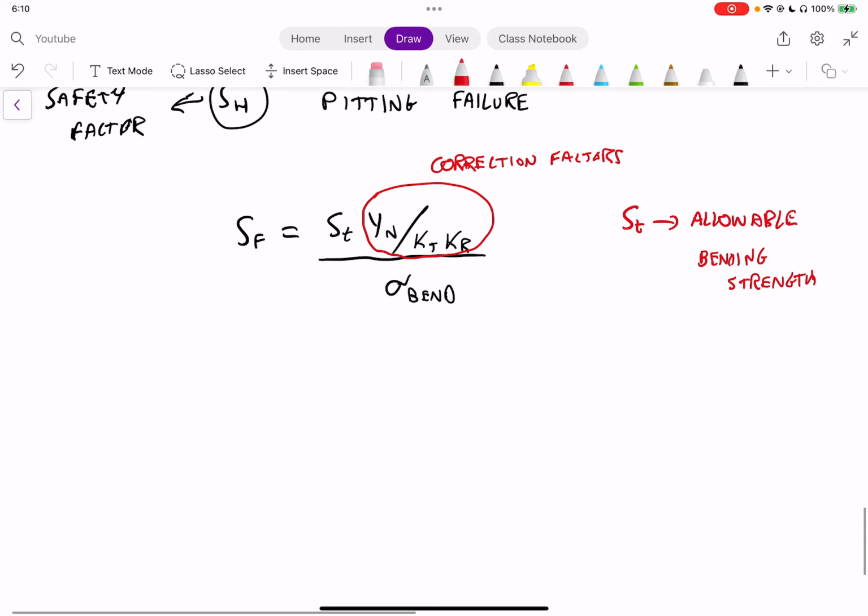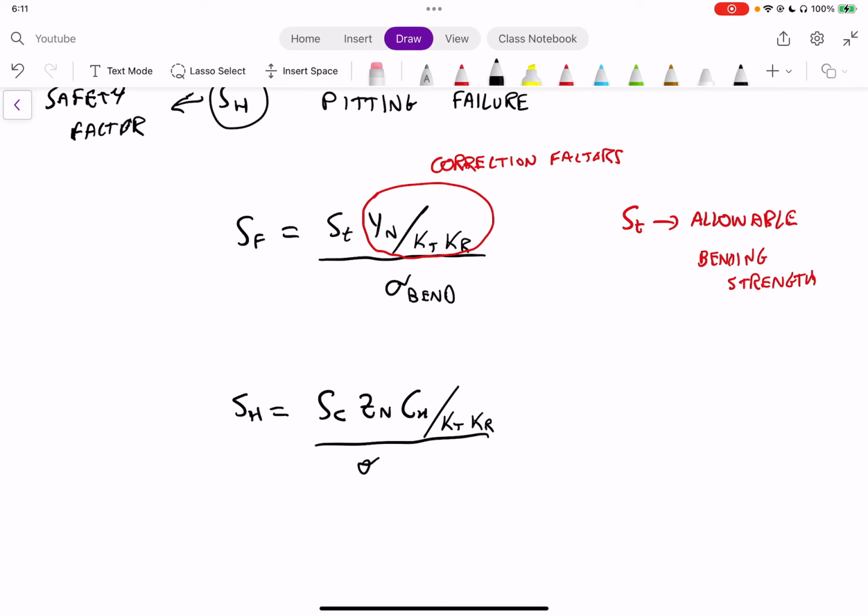Same thing with S sub H. So if we write S sub H, we would now look at the contact. And for contact, we have S sub C times Z sub N times C sub H over K sub T, K sub R, with all those correction factors as well, over sigma contact. And this S sub C would be our allowable contact strength.